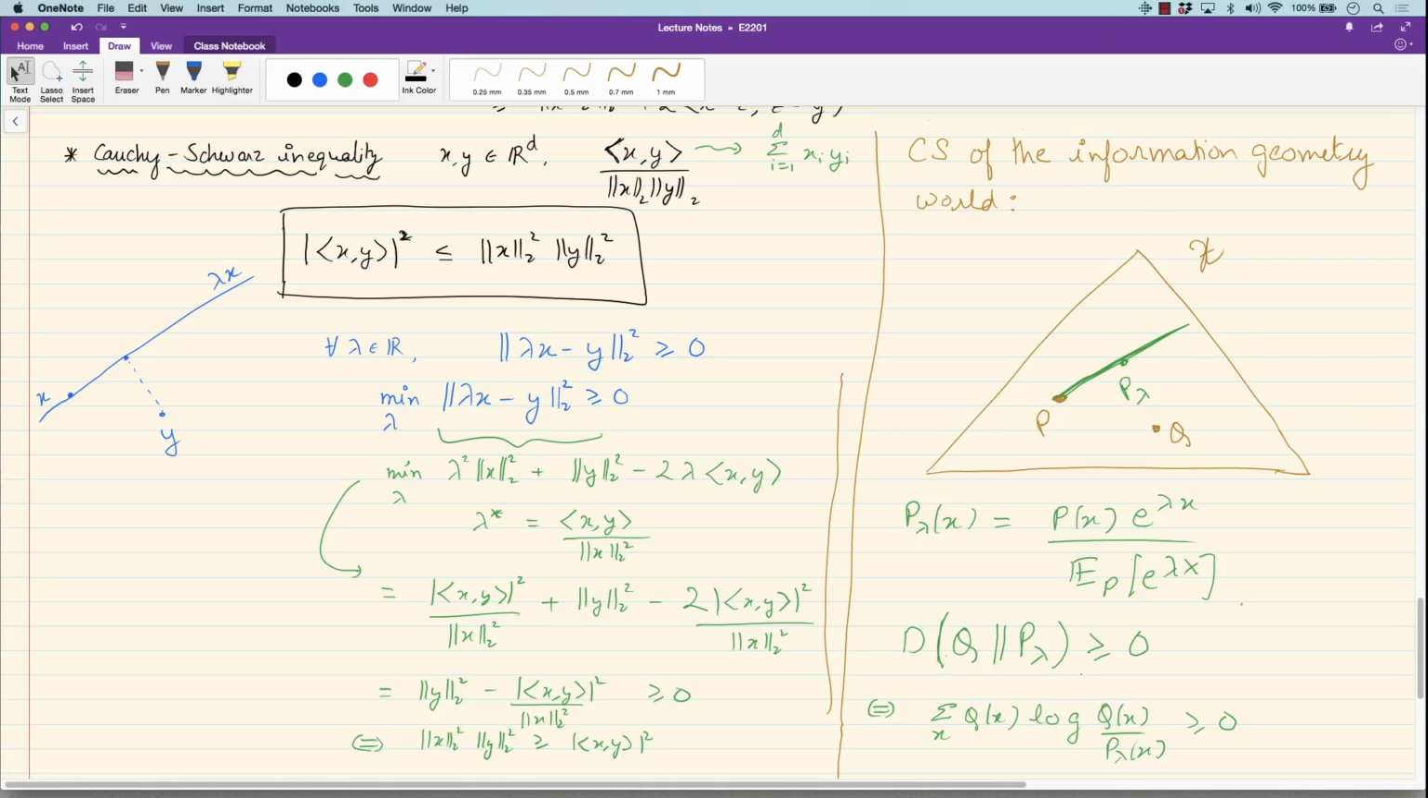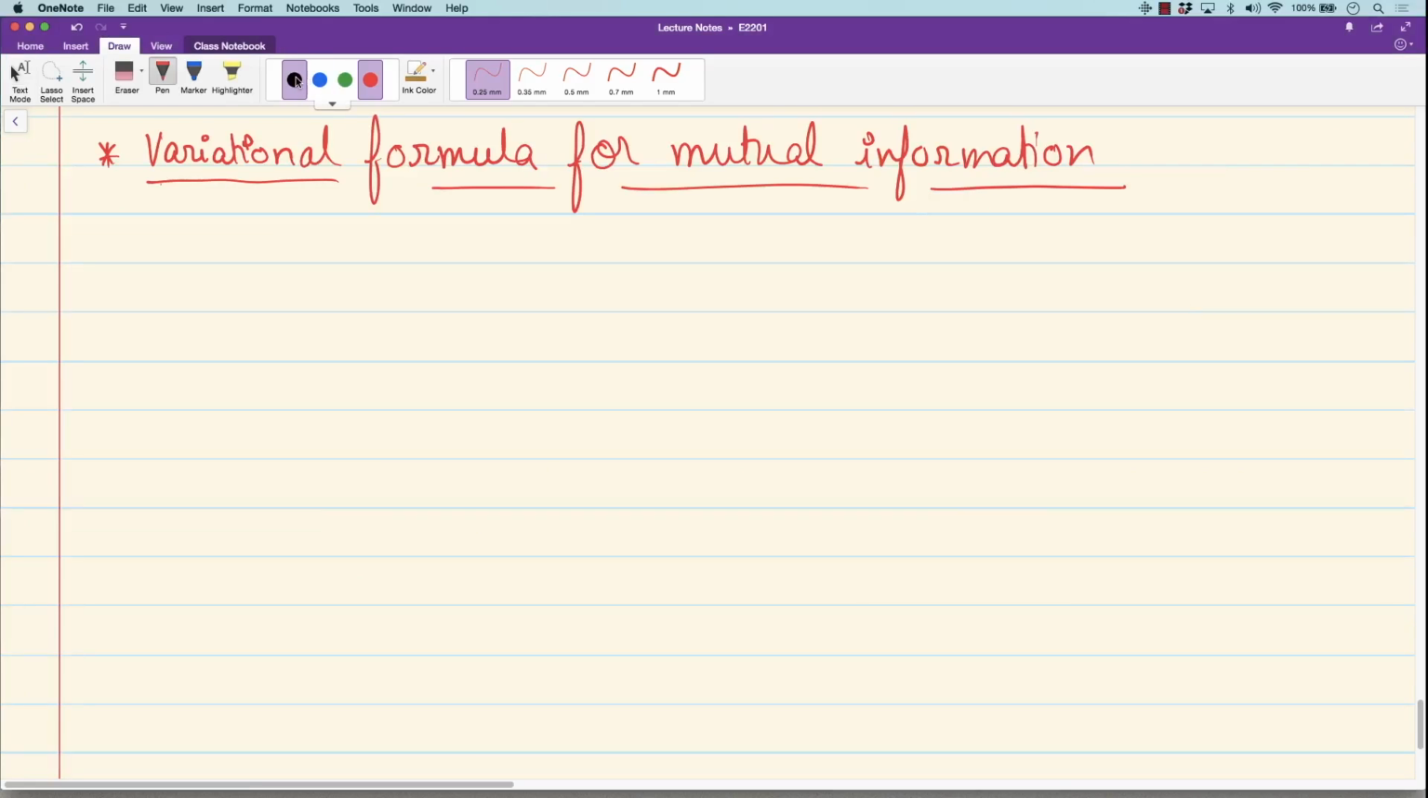Okay, so now let's move on and try to derive another variational formula for another quantity, the mutual information. Right, so the main result now is the following.